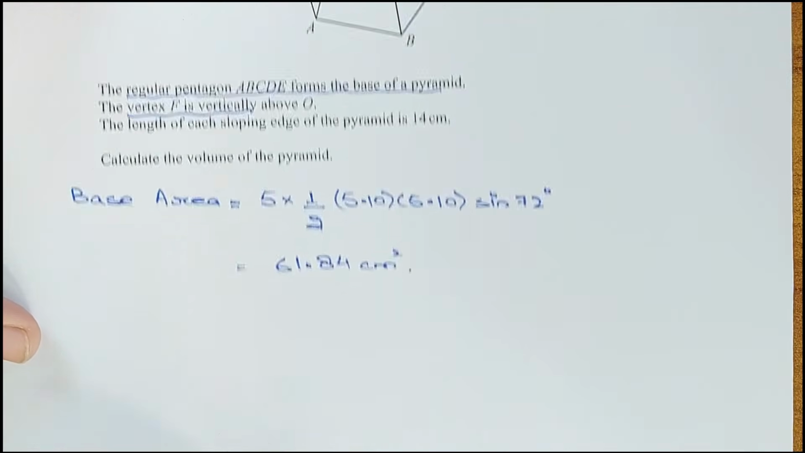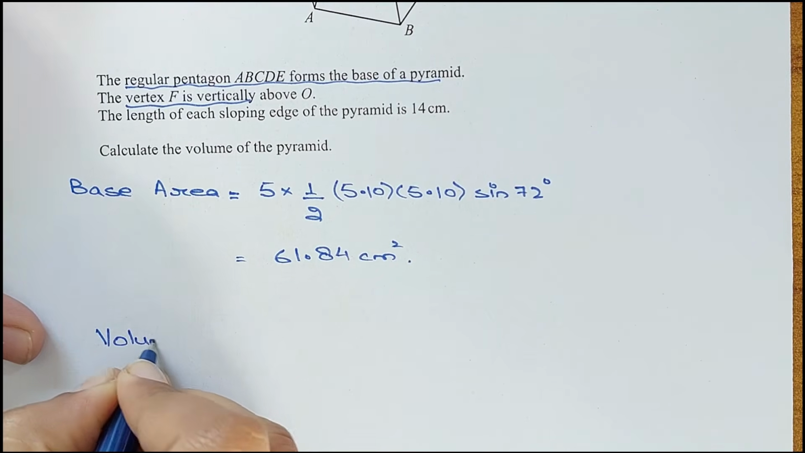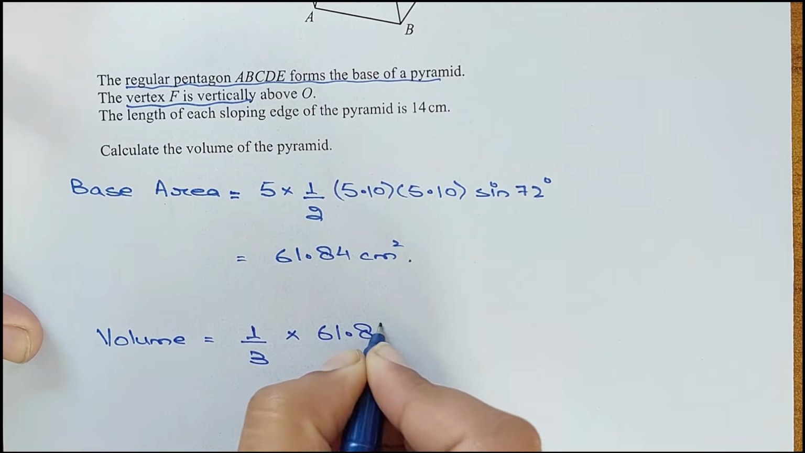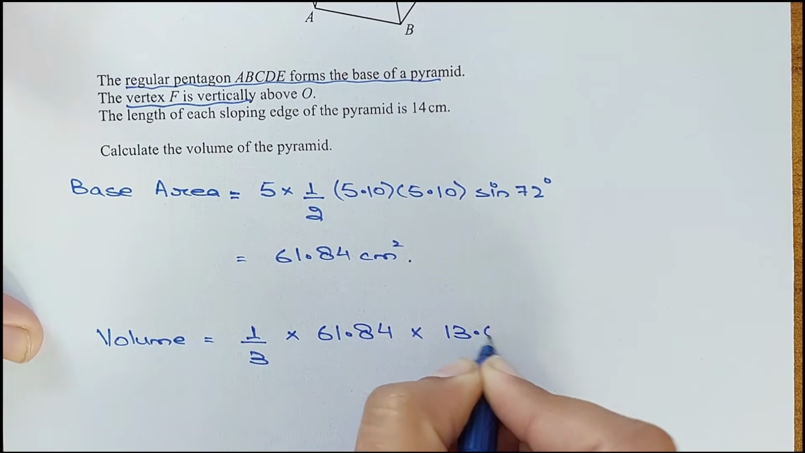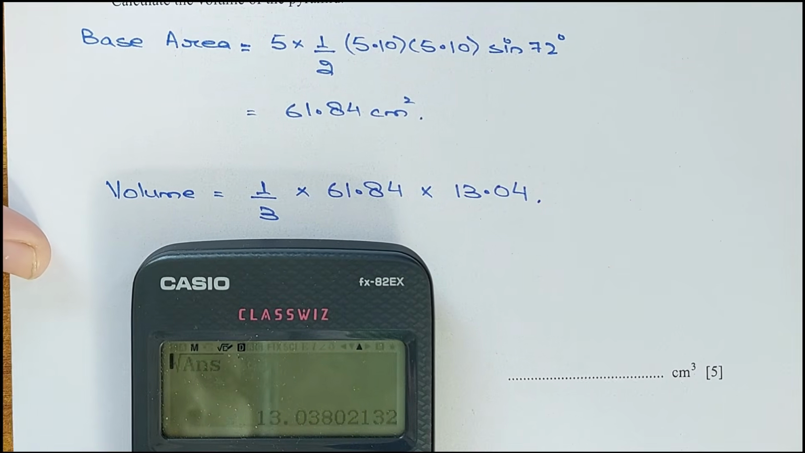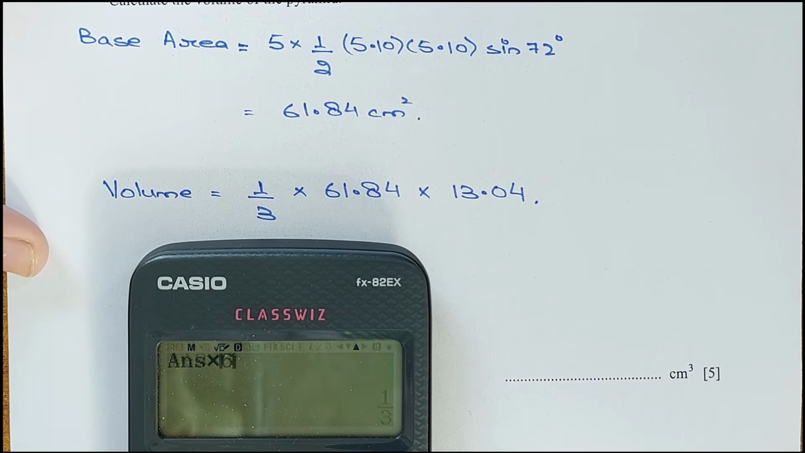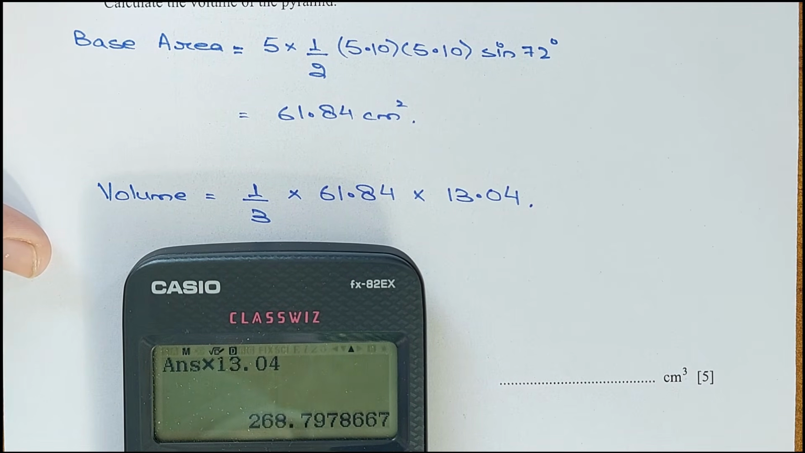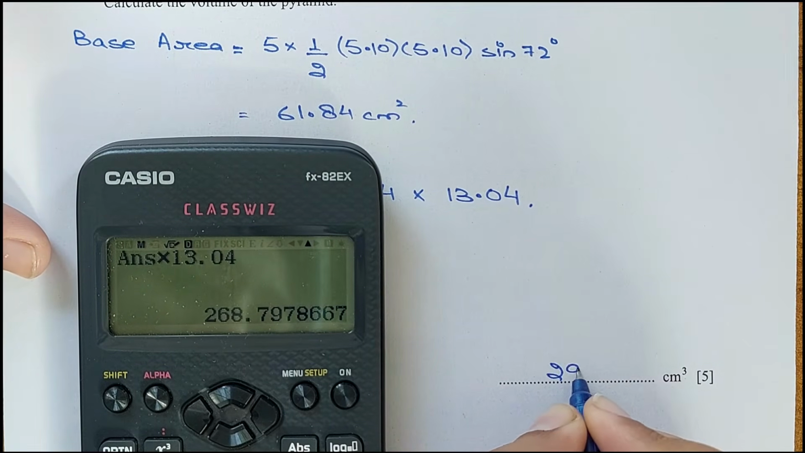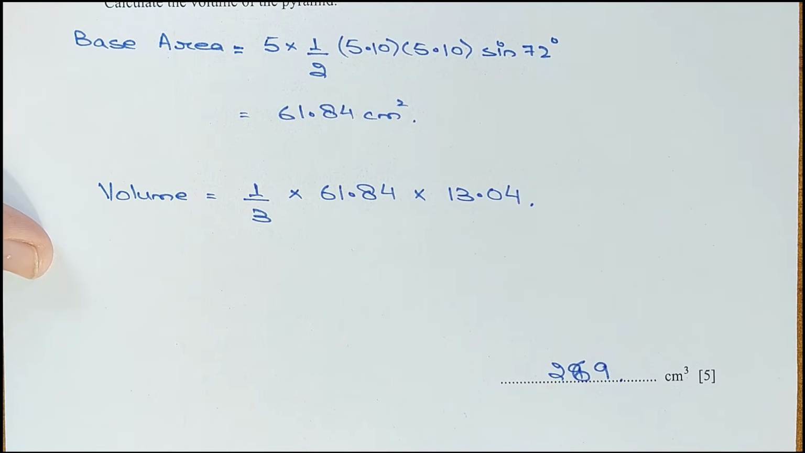Okay, now let me find the volume of the pyramid. Volume of a pyramid is 1 by 3 times the base area 61.84 times the height 13.04, right? Simplify this to get the volume. 1 by 3 times 61.84 times 13.04. This is 268.79, or we can say 269 centimeter cube. Yes, 269 centimeter cube, right? So that was the last question of our paper.